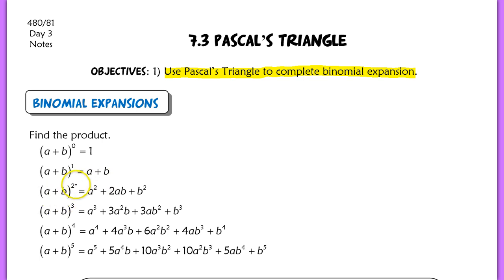And a plus b squared is also pretty easy for us because we can take our first term, square that, take our last term and square that, and our middle term is going to come from multiplying, finding the product here of a and b, and then doubling it, so we get 2ab. So those are quick for us to do.